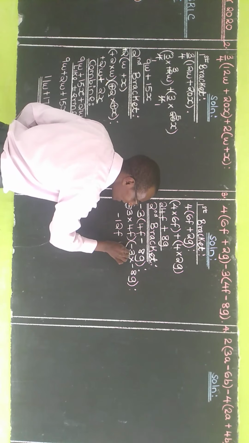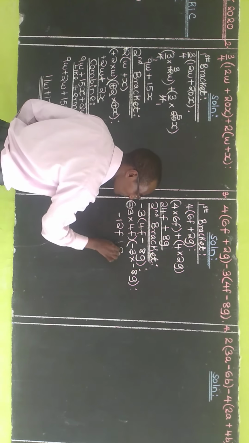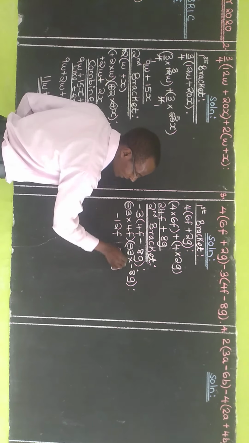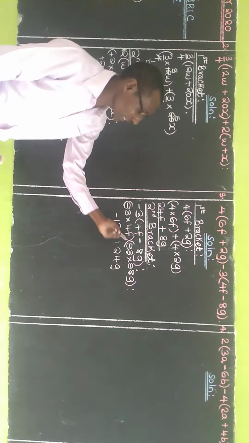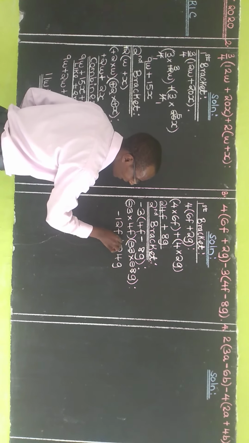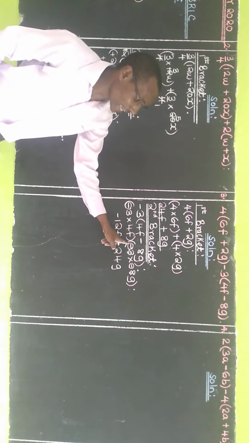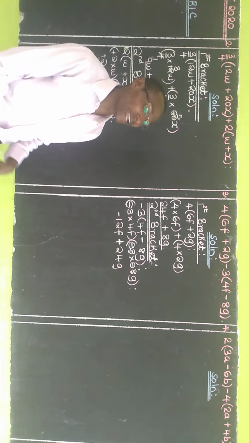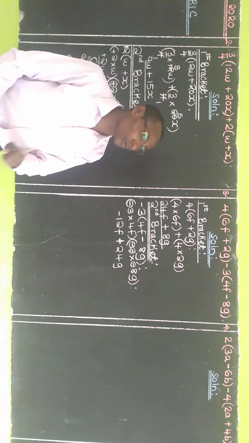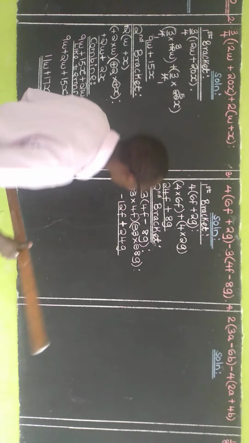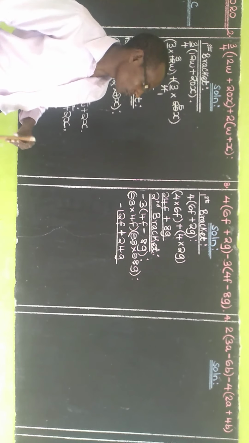Then if you take 3 times 8 gives you 24g. But we have this negative and this negative. So when you take a negative times a negative, it will form a positive. And I gave you a simple rule that when the signs are the same, they form a positive. When they are different, they form a negative. That is during division and multiplication only. So this is the result for the second bracket. So while opening the second bracket, I have gotten negative 12f plus 24g.